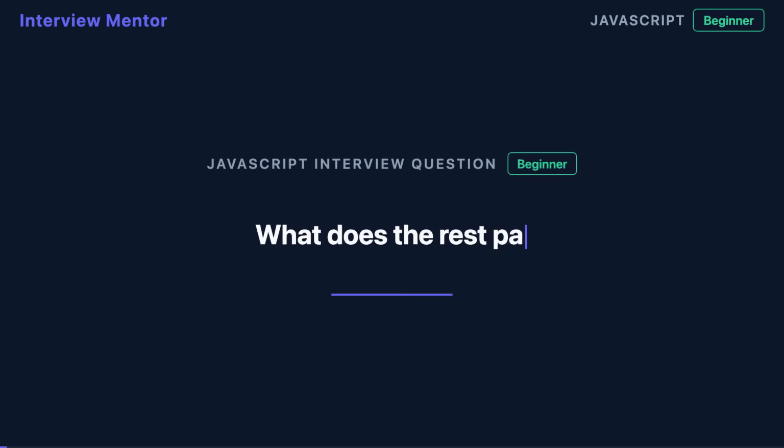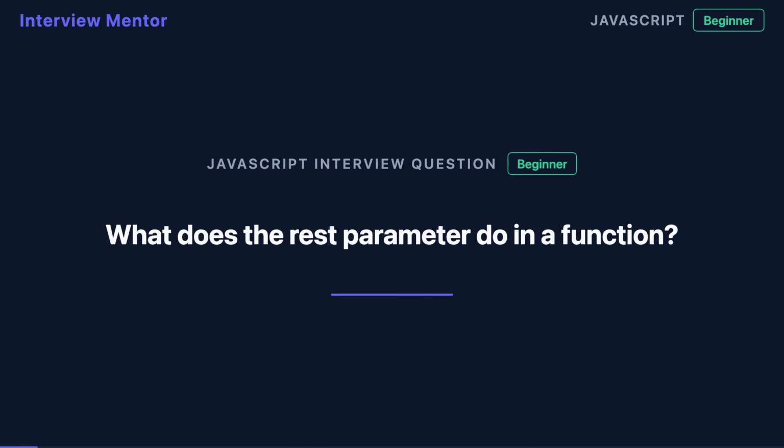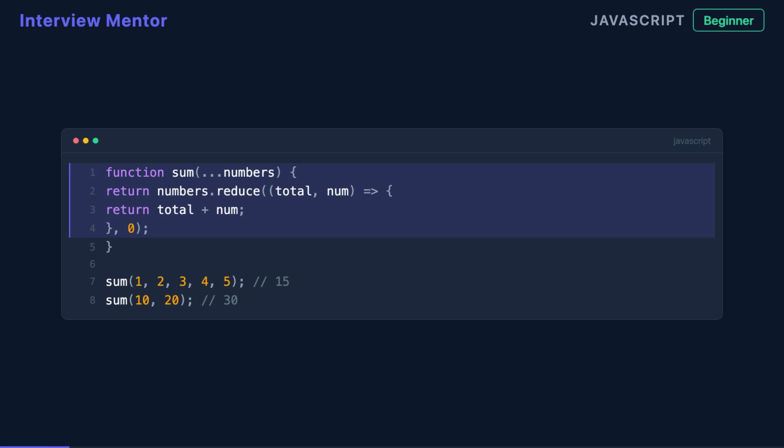Ever pass the wrong number of arguments to a function and wish JavaScript could handle it gracefully? The rest parameter is your solution. The rest parameter collects all remaining arguments passed to a function into a real JavaScript array. Say you're building a sum function that needs to handle any number of values.